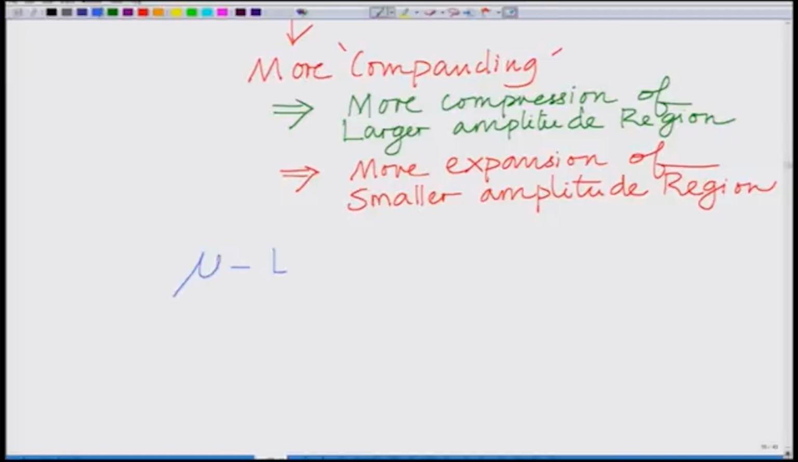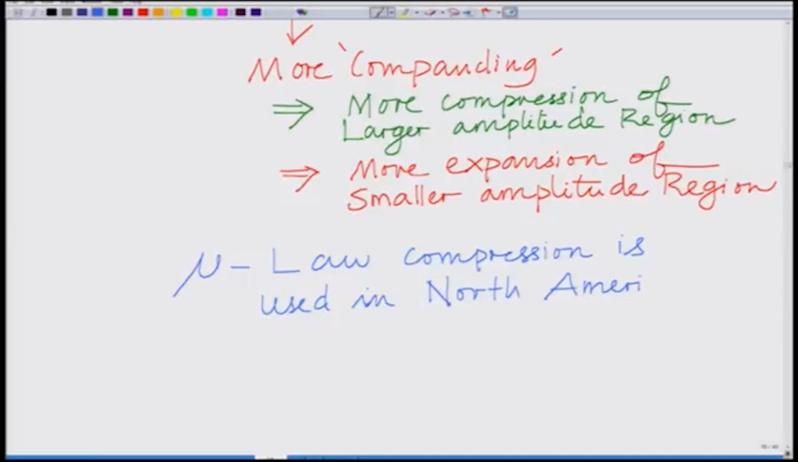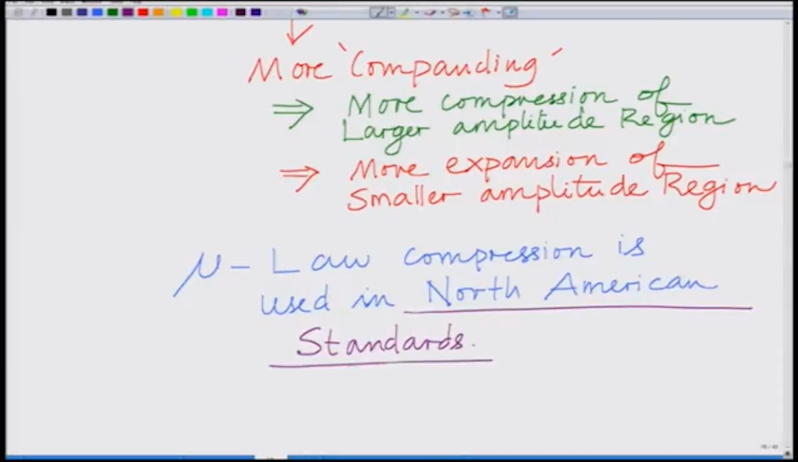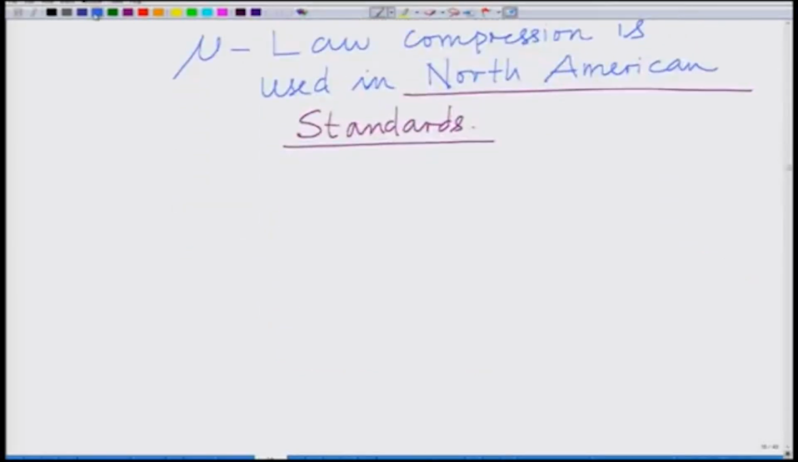Okay. And also it is worth noting that this mu law compressor for quantization is used in the North American standards. Mu law compression is used in North American standards. Okay.